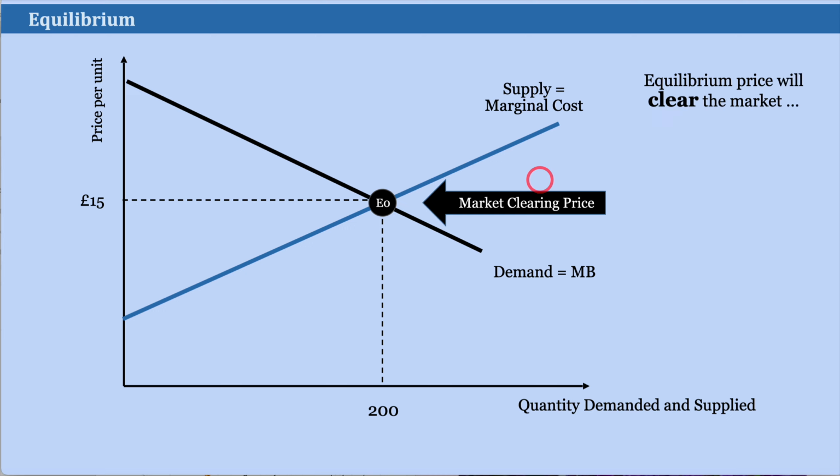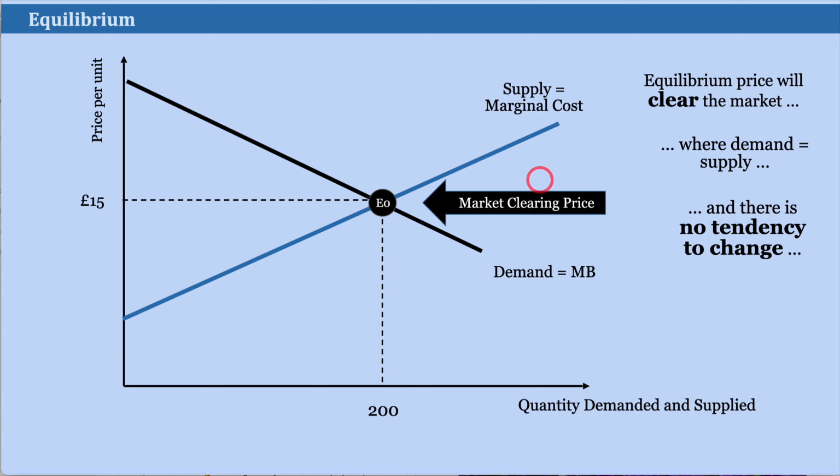So an equilibrium price will clear the market. That's one thing you need to say. You can gain marks by saying it's where demand equals supply. That to me is a little bit basic, but that's fine. And also there's no tendency to change. In other words, if the demand curve doesn't shift and the supply curve doesn't shift, nothing is going to move the price away from the £15 mark. So this equilibrium is the starting point of a lot of your analysis.